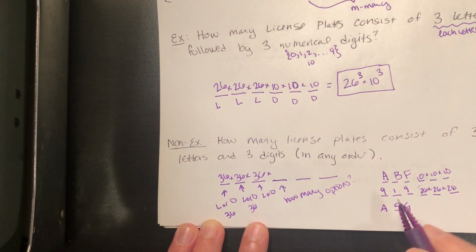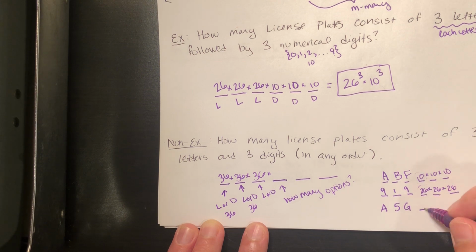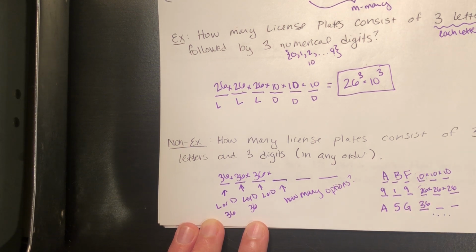A5G. Well, you started with 2 letters and a number, which means this 4th spot could still be a letter or a number. You would have 36 choices here, which would lead to even more questions about how many choices you would have for the remaining spots, right? This number here, your number of choices here, is not going to be the same for any of the choices you choose in the first 3 spots.